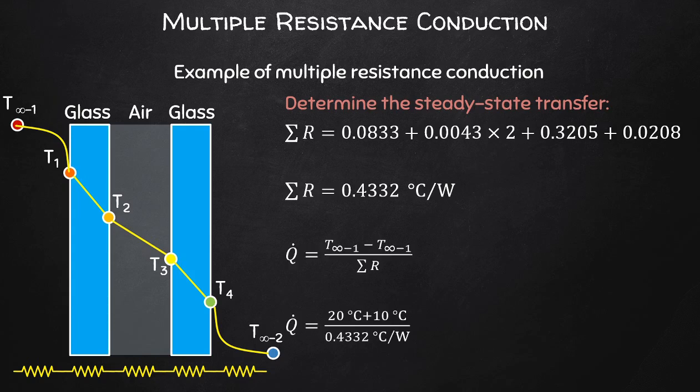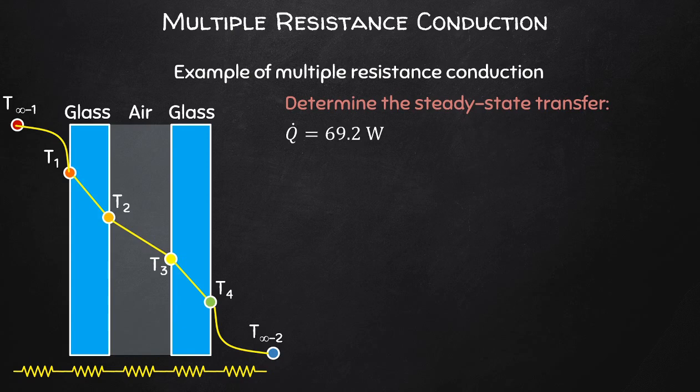All right. And then we obtain the following result for heat transfer, and we end up with 69.2 watts. Okay, for the specific geometry. Obviously, if we increase the surface area, the wattage would increase. If we increase the length, the wattage would decrease, and so forth.